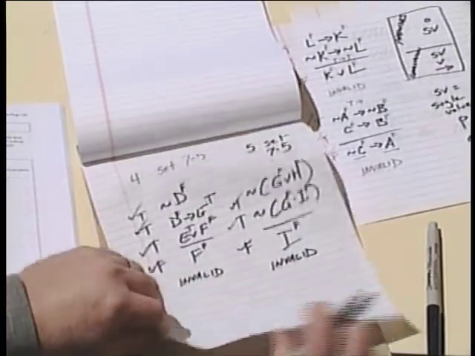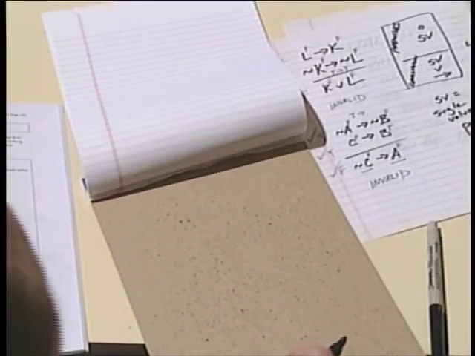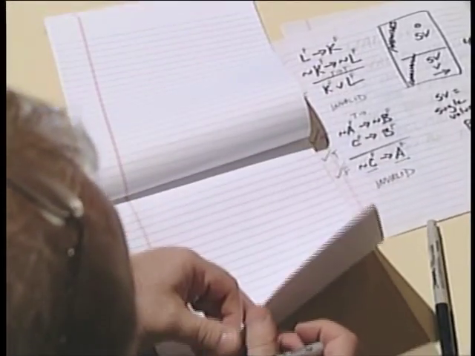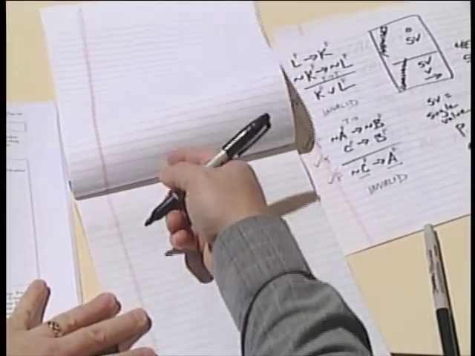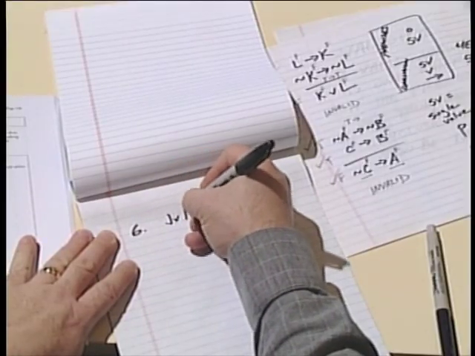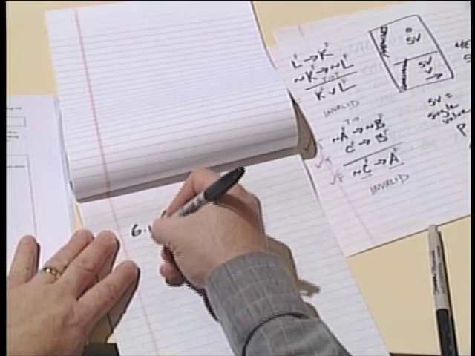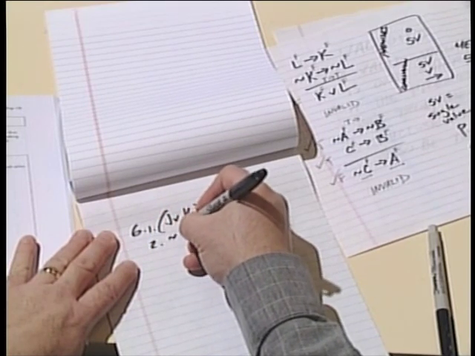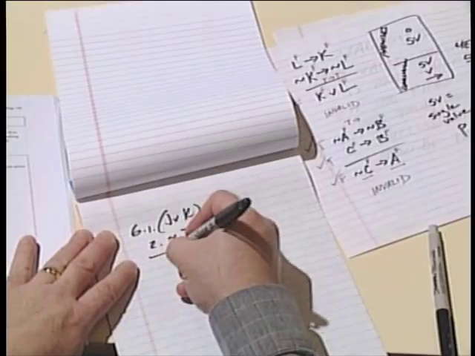Problem 6 gets to look a little scary, but it's not that bad. And the reason 6 isn't that bad is because you have the presence of the and in it. And the presence of the and makes it relatively easy. So, J or K or L, not J and not L, conclusion K.